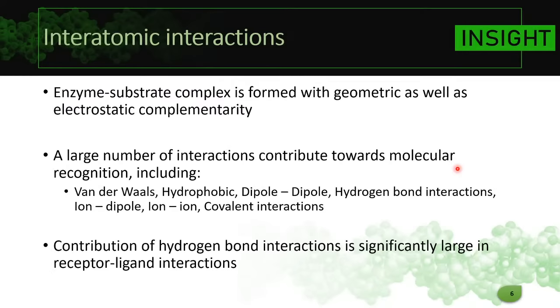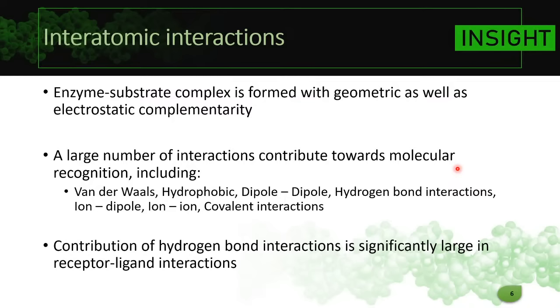We'll try to understand all those things going forward and set up a base for all of this. As I told you, molecular recognition is governed by different types of interactions between various atoms of different molecules. For example, in an enzyme-substrate complex, the complex is formed when there is geometric as well as electrostatic complementarity. That means the molecules involved in the enzyme as well as the substrate will share some kind of complementarity so that they can get attracted towards each other and carry out the function they're supposed to.